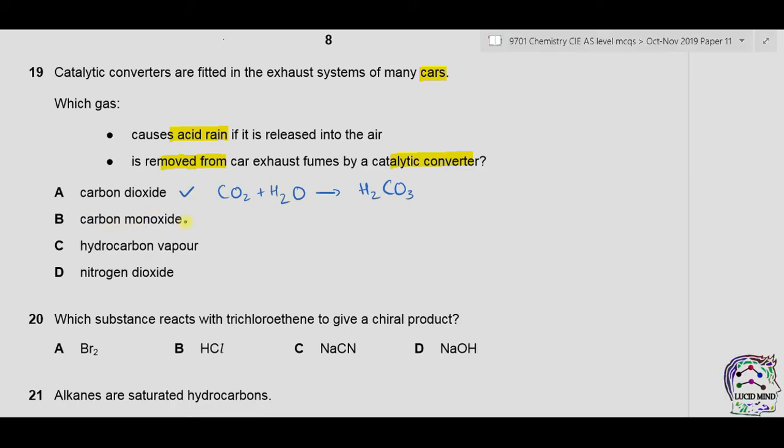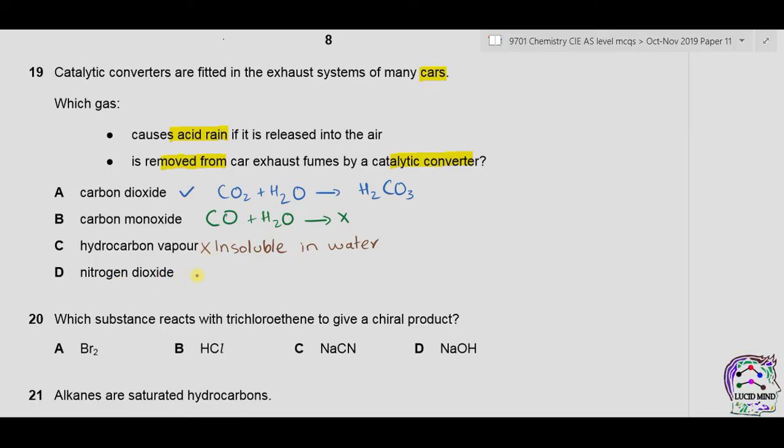Second is carbon monoxide. Now carbon monoxide does not dissolve in water as it is a neutral oxide, so it does not cause acid rain. So B is also incorrect. C is hydrocarbon vapor. Now hydrocarbon vapor is insoluble in water as it is non-polar organic compound, so it will not cause acid rain. So C is also incorrect.